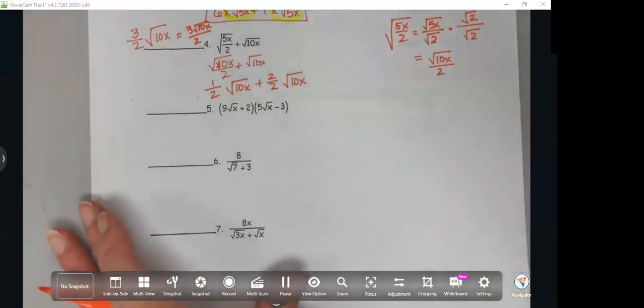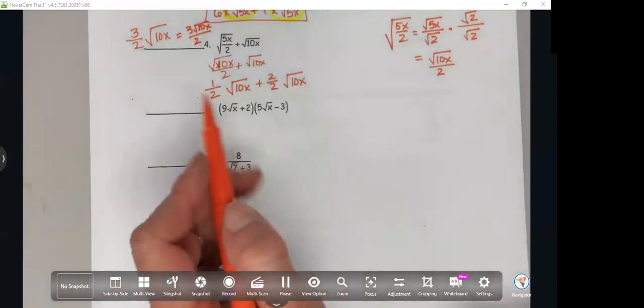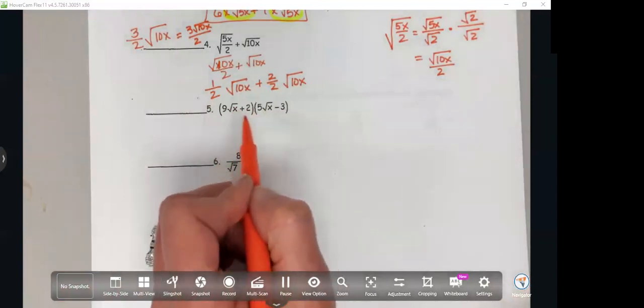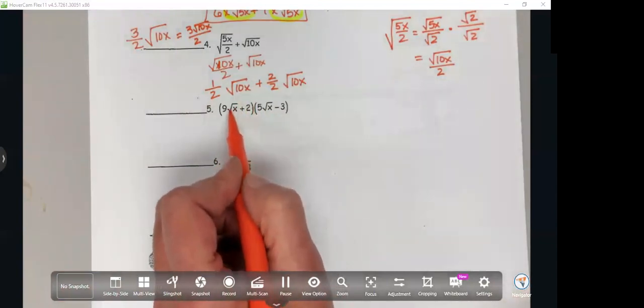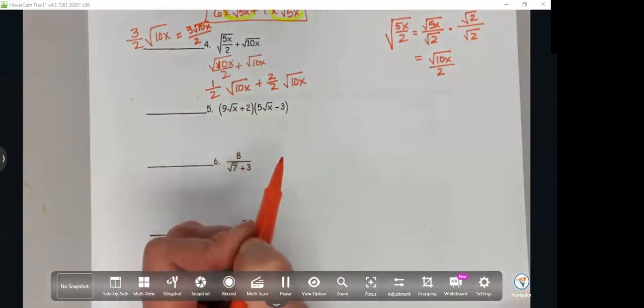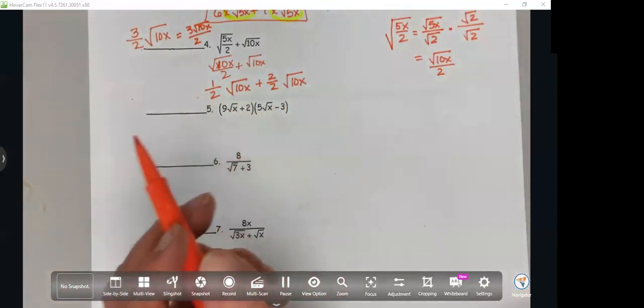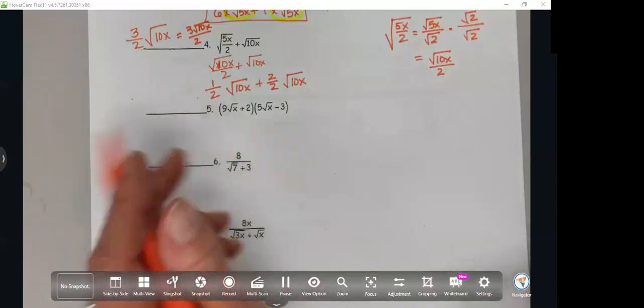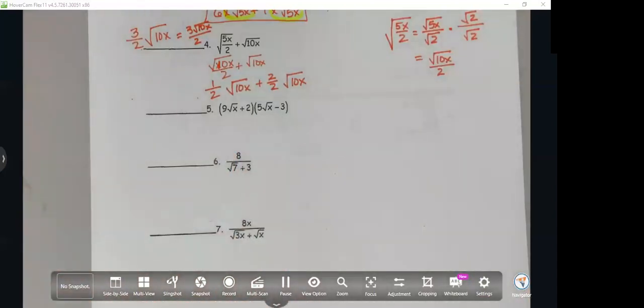Moving on. Now here I'm FOILing. And keep in mind, I don't have the exact same binomials. So do not just multiply the first and multiply the last. One is plus, one is minus, that is true. But they're not the same. So don't fall into that trap because it will be wrong every time.